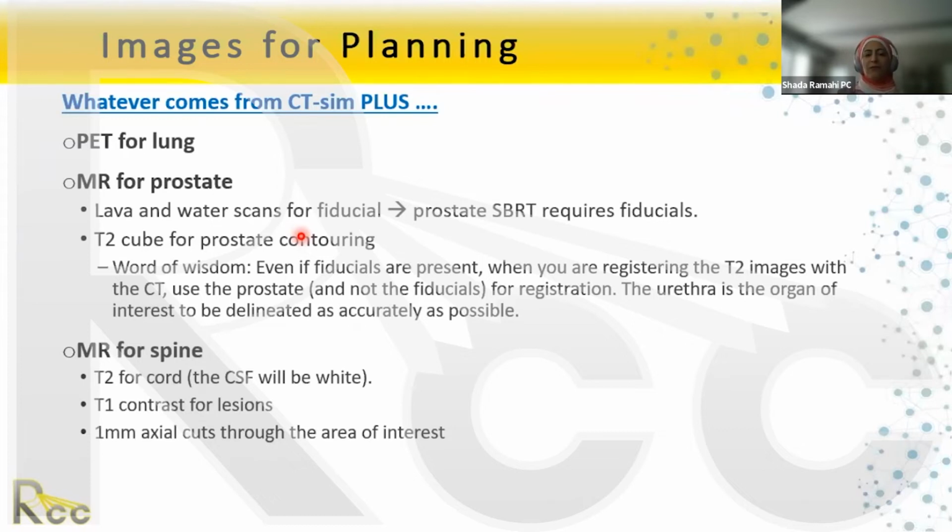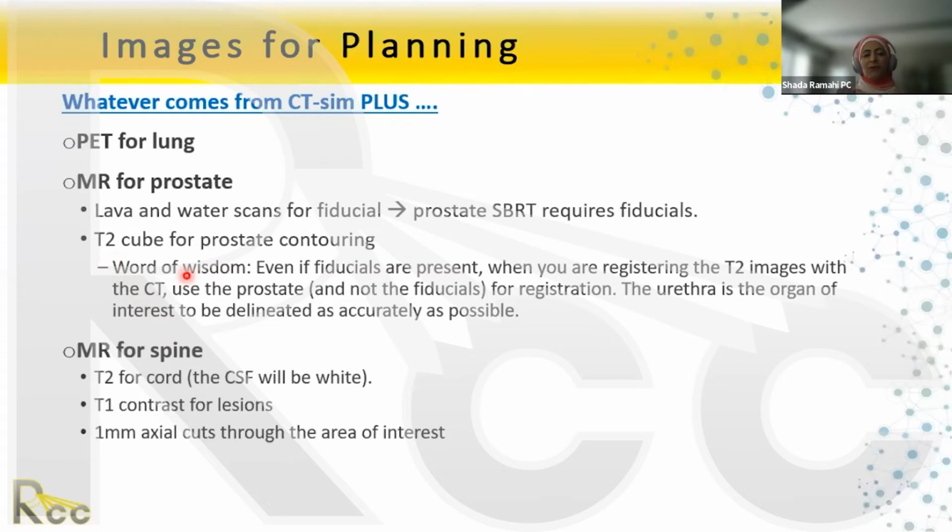And as you know, fiducials don't have a lot of water content, and so they don't have a lot of hydrogen nuclei, so to speak. So they don't show nicely on a regular MR scan. If you do what is called a LAVA or a water scan, then you could see the fiducials and kind of know where they are. So we delineate the fiducials using LAVA and water. And then there's something called T2 CUBE volume scan. I don't know the difference between it and a regular T2 scan, to tell you the truth. But we use this for contouring the prostate itself.